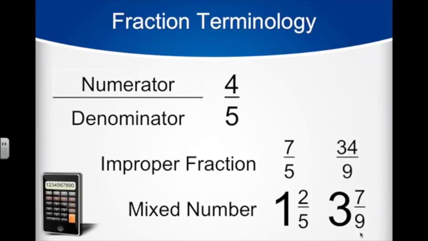A quick way to do this is just to multiply the denominator by the whole number portion and add the numerator. 9 times 3 is 27, plus 7 is 34.